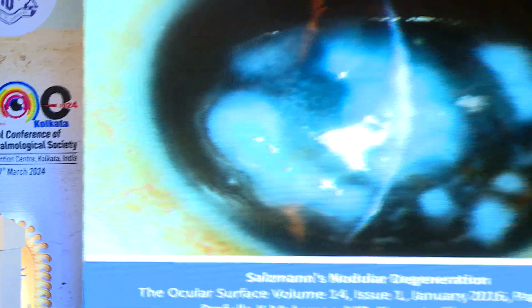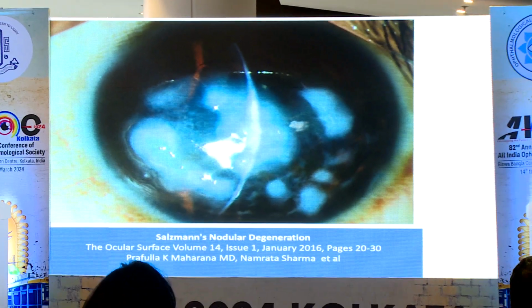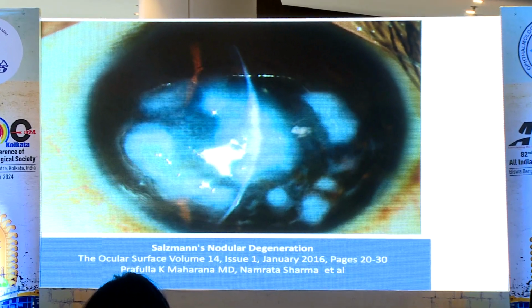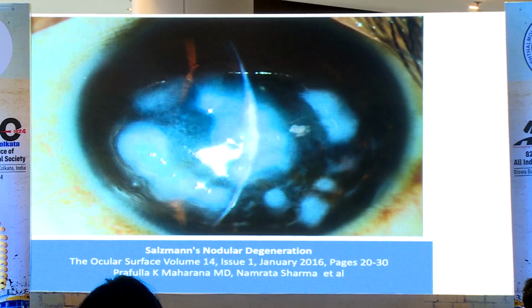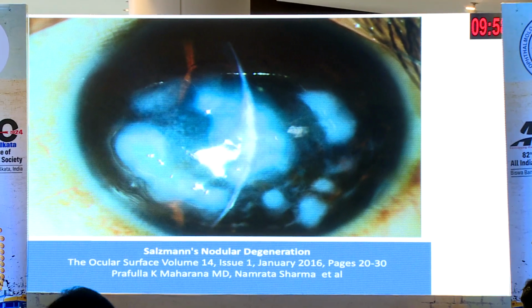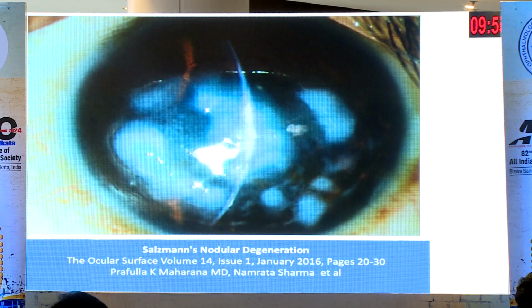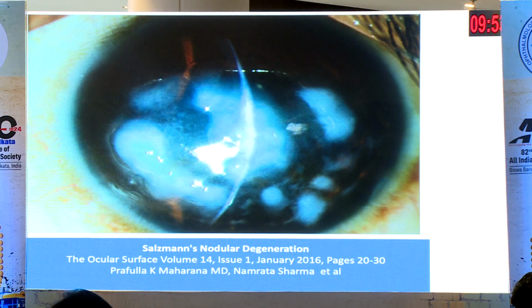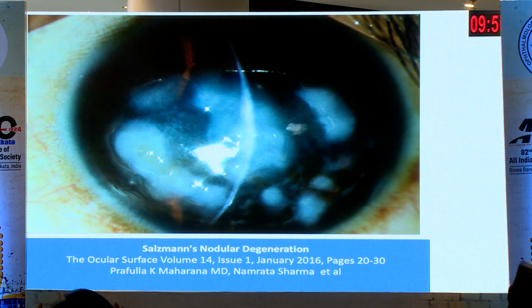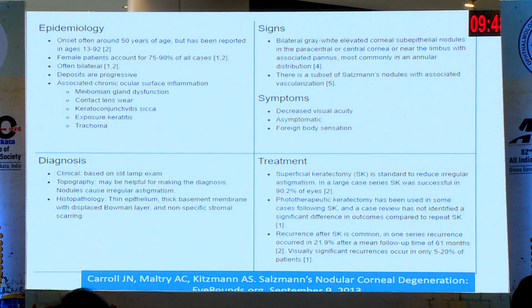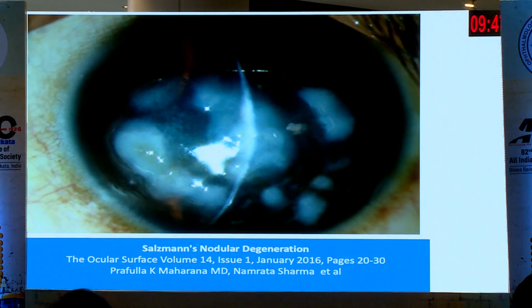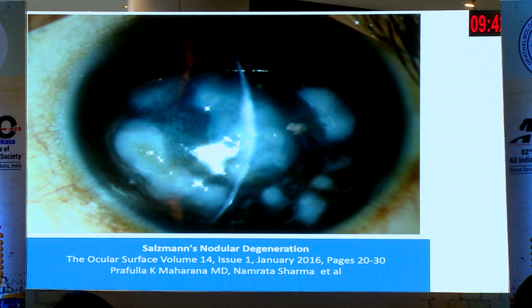So we will be dealing with a few topics, of which the first one is Salzmann nodular degeneration. Now this is a rare non-inflammatory, slowly progressive idiopathic degenerative disease of the cornea that is characterized by bluish gray nodules, which can be seen either as discrete ones or in an annular form. The clinical presentation is variable, and the nodules can be asymptomatic or cause foreign body sensation, photophobia or epiphora.